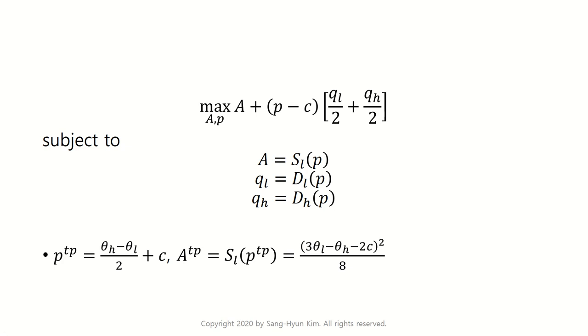TP stands for two-part tariff, right? So the optimal unit price of this problem is given by theta H minus theta L over 2 plus C.